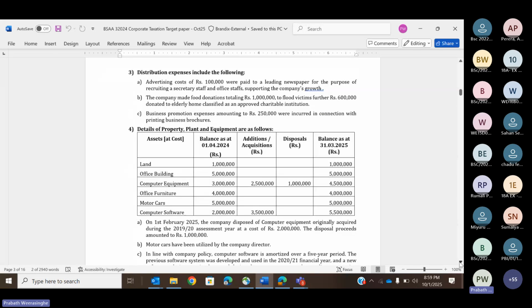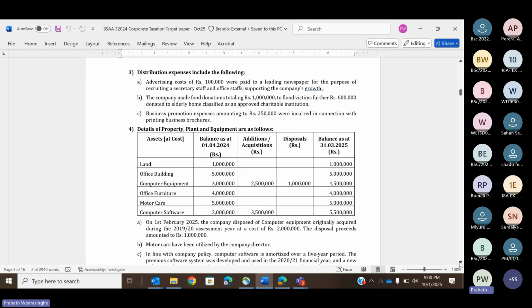So asset details are given, with opening balances and closing balances. Remember, on the closing balances we can claim capital allowances, but we need to check whether it is a depreciable asset or not, especially land, which does not attract capital allowances. Office building, yes. Computer equipment, yes. But in this case, you can see addition and disposal. Disposal we have to remove from the opening balance, and on addition we can claim capital allowances. The conditions are we should have ownership, including assets under a finance lease, and it should be used in the production of income during the year. In such a case, we can claim capital allowances.